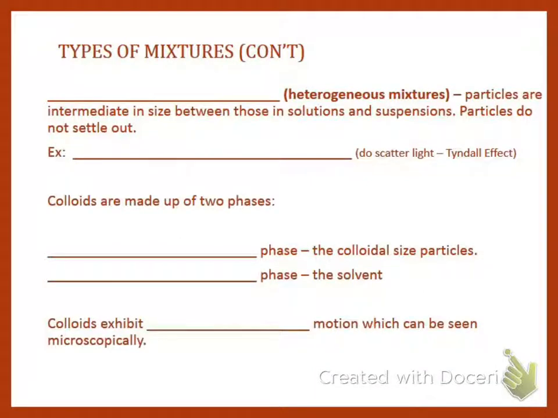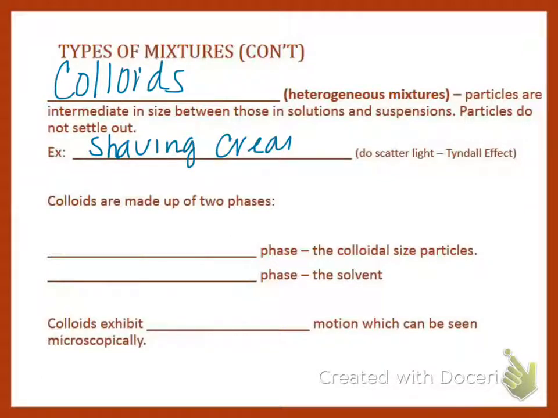And then colloids are the intermediate particles. Their sizes are intermediate. They will not settle out, but it is not a solution. Some examples of colloids are things like shaving cream, and then one of the ones you're more familiar with is fog. Fog is considered to be a colloid.